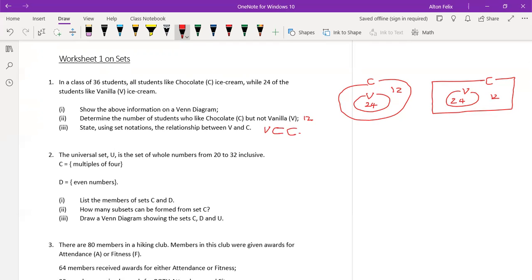Question 2. The universal set uses a set of whole numbers from 20 to 32 inclusive. C would be multiples of 4 and D would be even numbers. So let's see if we can write out our universal set. So it shouldn't be too long. So it's from 20, 21, all the way up to 32.